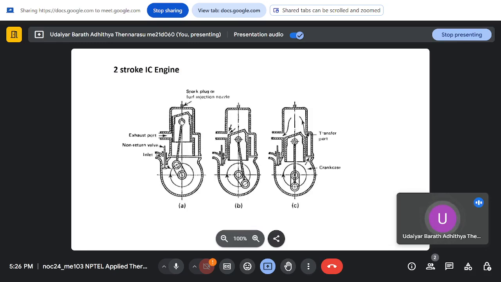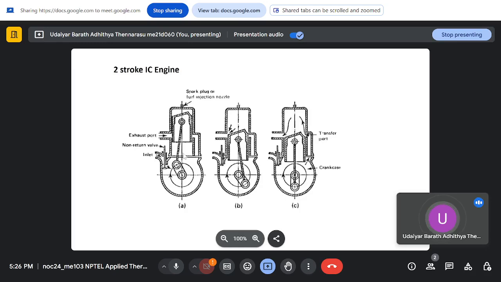And similarly, in a 2-stroke engine, the 4 processes are combined into 2 strokes, so 2 processes happen simultaneously. While compressing, there is a spark plug, so the fuel will burn and push the piston down. When it pushes the piston down, it will compress the fluid which is inside, and when it comes down, the exhaust valve will open and the fuel air will go out.